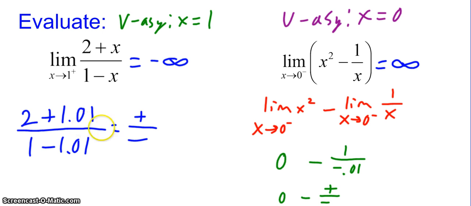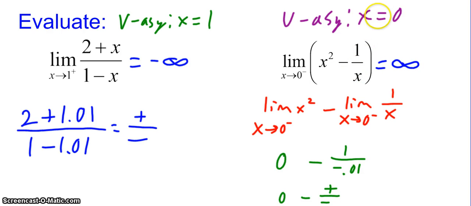You could actually find these numbers. You could look at what's going to happen if I plug in 1.001 in the numerator and denominator, and I'll see it's still positive over negative. And that pattern's going to continue. It's just the numbers are going to become larger and larger, but they're going to stay negative. So therefore I know it's going to negative infinity.